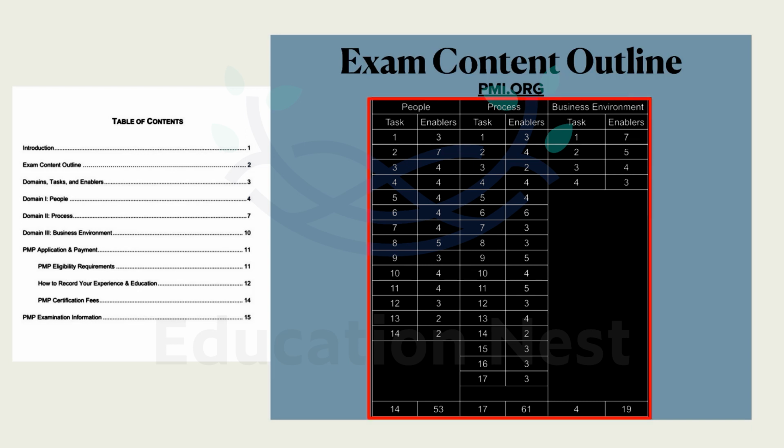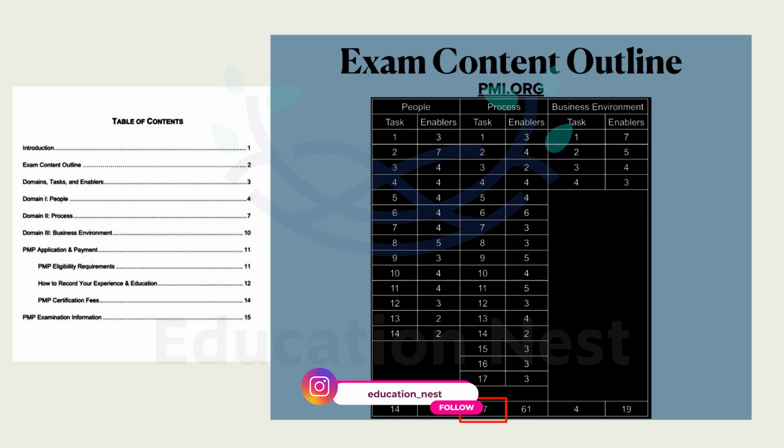As you can see, for the people domain, we have a total of 14 tasks and 53 enablers. For process, we have 17 tasks and 61 enablers. And for business environment, we have 4 tasks and 19 enablers. Right? So you don't have to memorize these enablers, but it's better that you focus on the tasks. So the 14 tasks, 17 tasks, 4 tasks. The total 35 tasks are important to us. When you total these 53, 61, and 19, we get around 133 enablers.